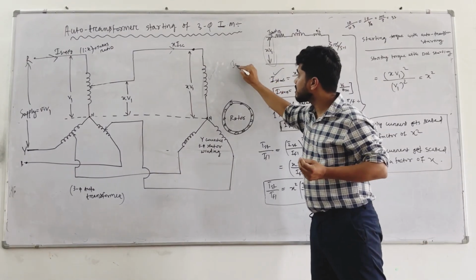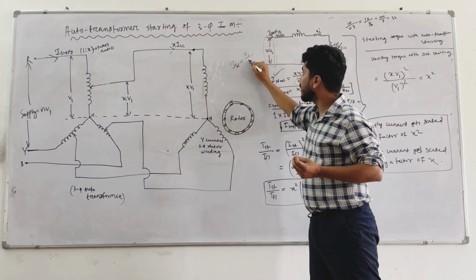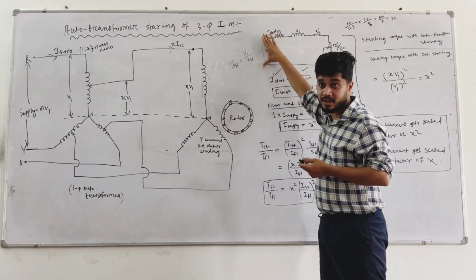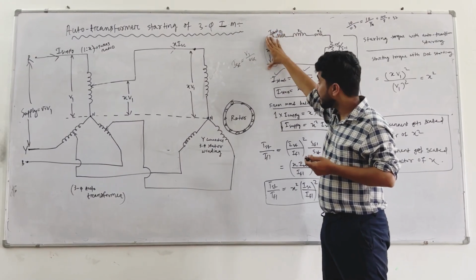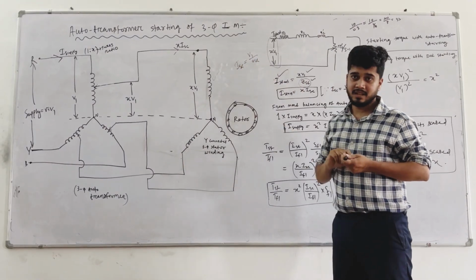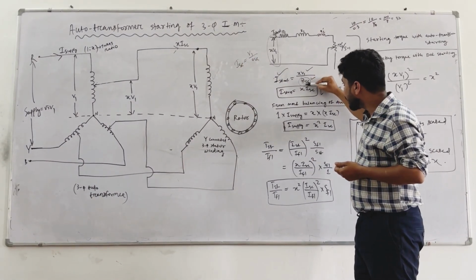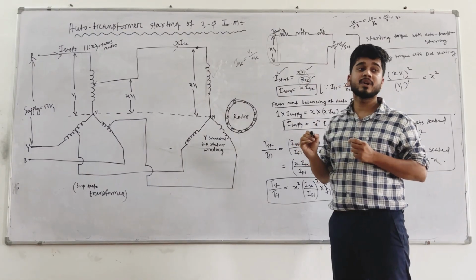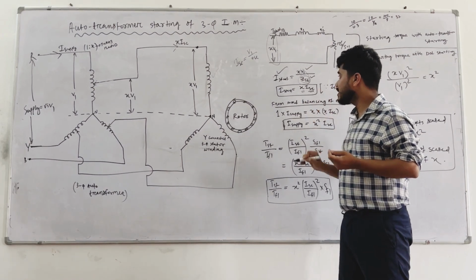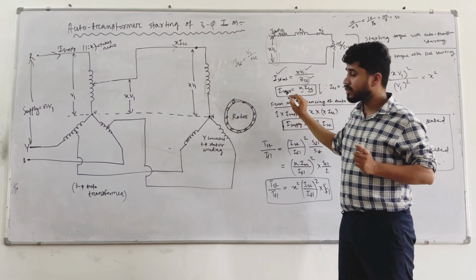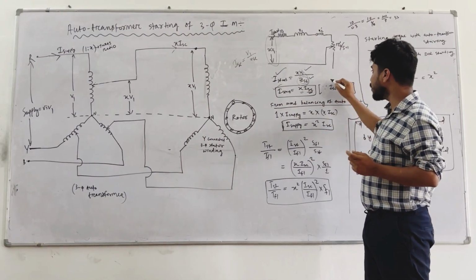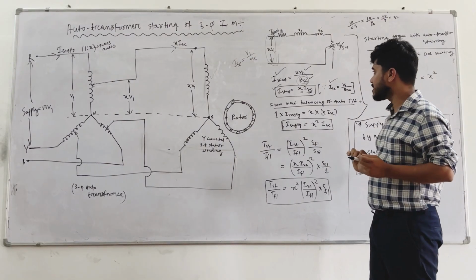Now, I have told you what ISC is. ISC is nothing but V1 divided by ZSC. If rated voltage is applied to the winding, rated voltage, not XV1, when V1 is applied, then that rated voltage divided by ZSC will give you ISC. So in place of V1 divided by ZSC, I can write ISC. So the starting current is simply X times ISC. This relation, everyone understood or not? So the starting current in this case is X times ISC, where ISC is equal to V1 divided by ZSC.